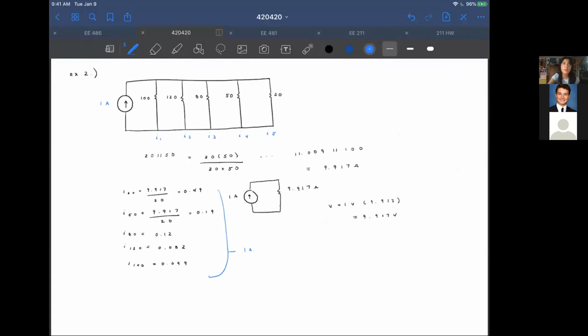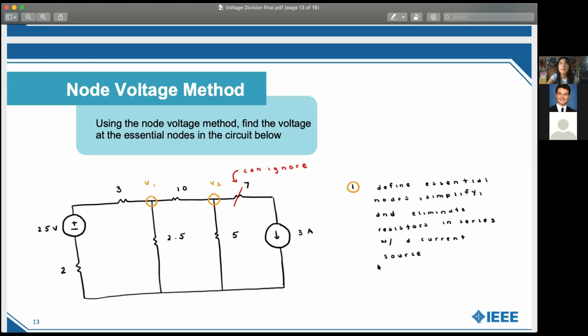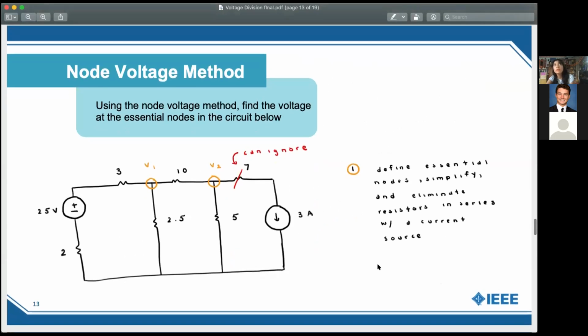And so going back to my presentation. The node voltage method is also super important. This is used to find V1 and V2, which are the essential nodes. This one's important too because you have to know exactly what steps to take to solve it correctly. So I'll step through that as well. I'll switch back.